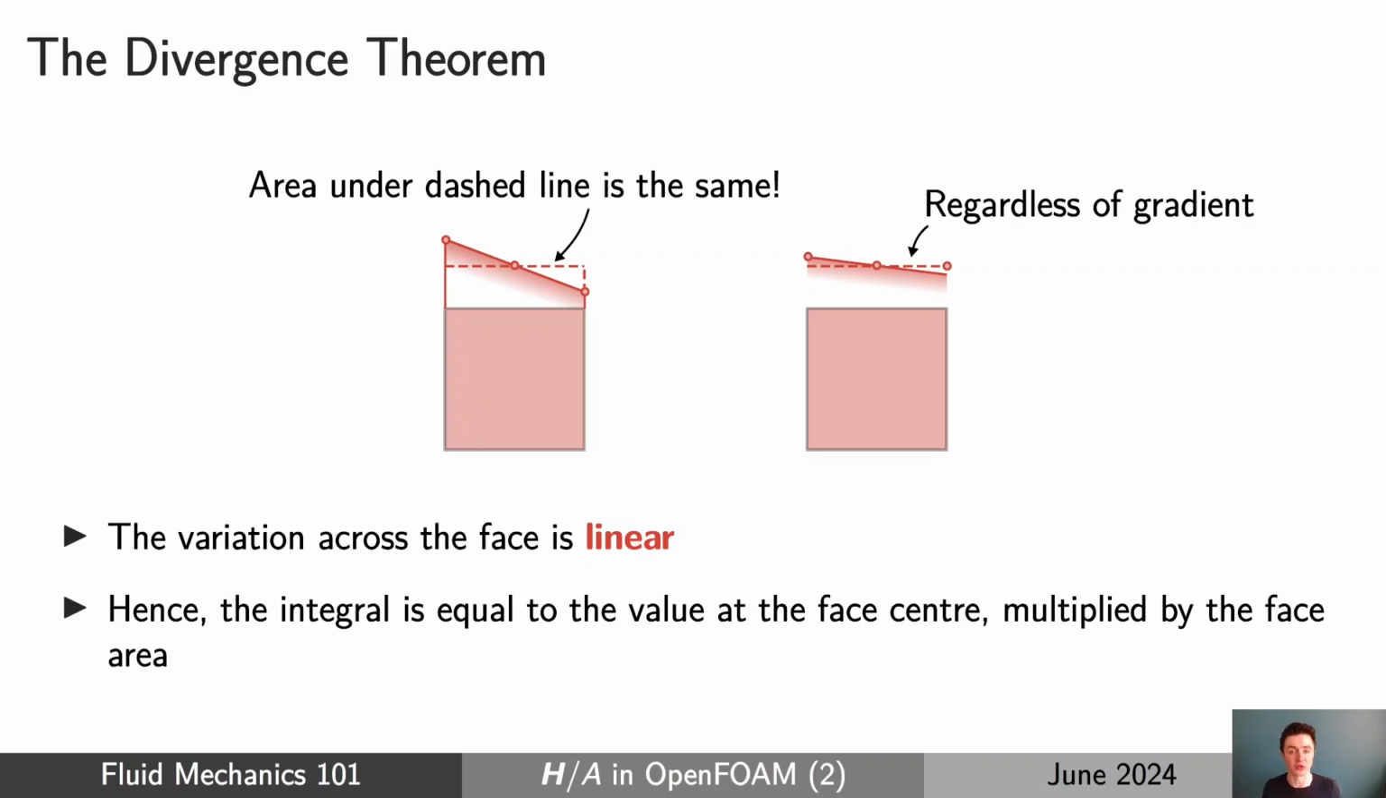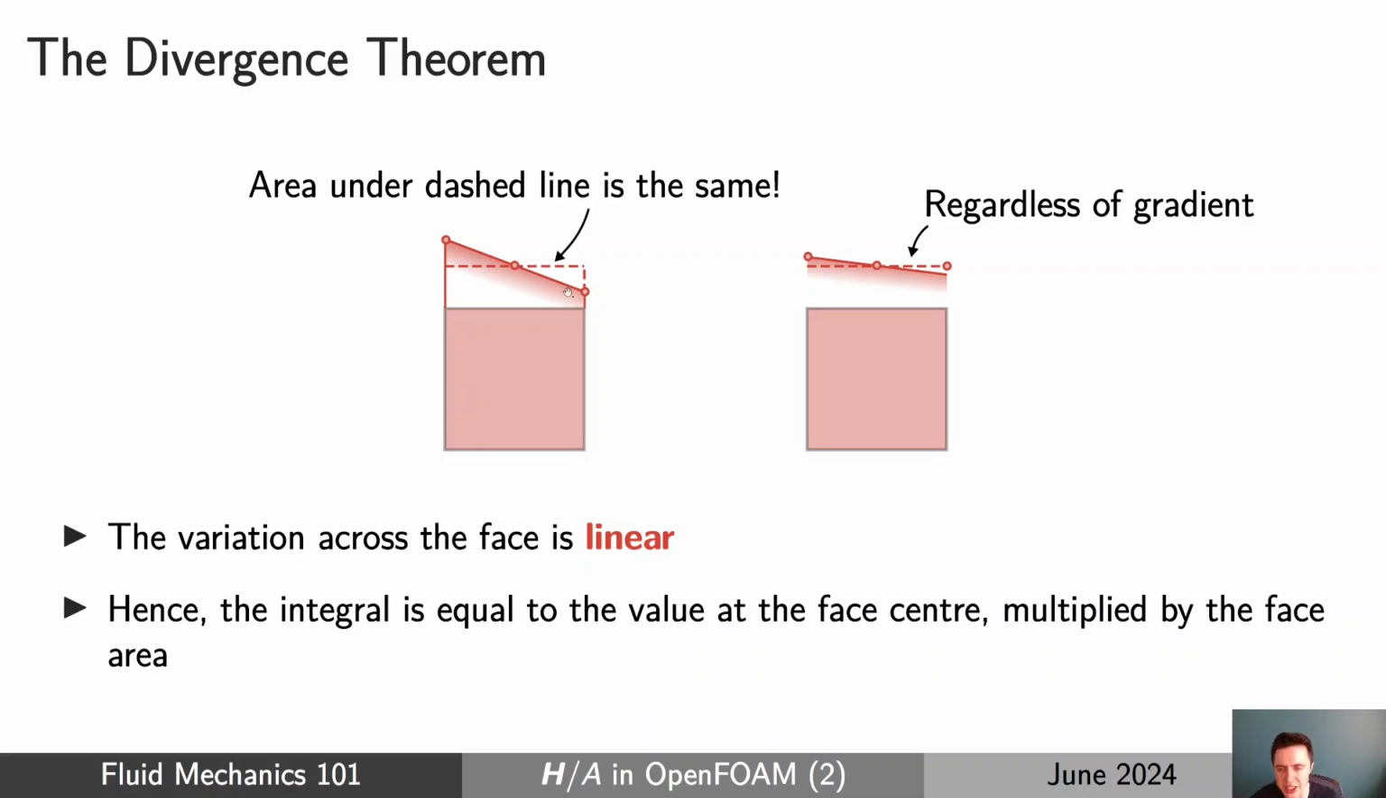The vector field will also vary linearly between the centroid of the cell and centroids of the other cells, but in general in CFD, the vector field will vary at best linearly across the face of the cell. So if you think of this solid red line here, the solid red line represents the variation of the vector across a face of the cell. And the variation is linear, and we want the integral across the face. So the integral is the area under this solid red line here.